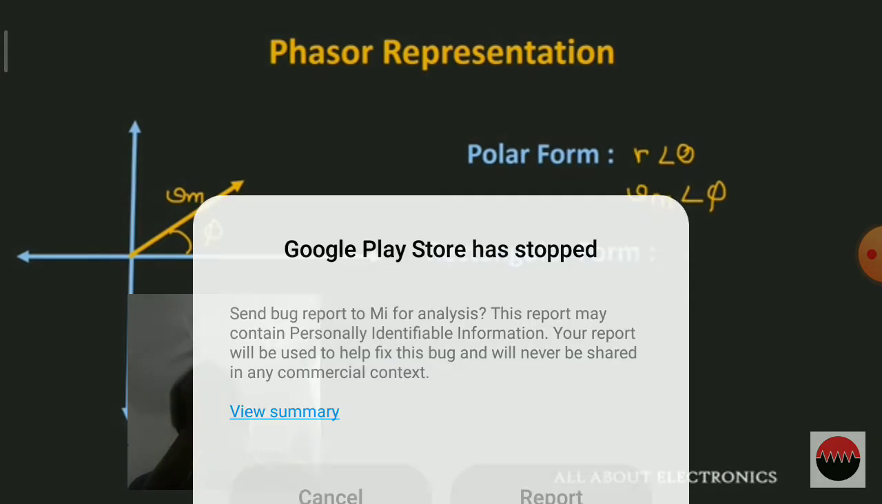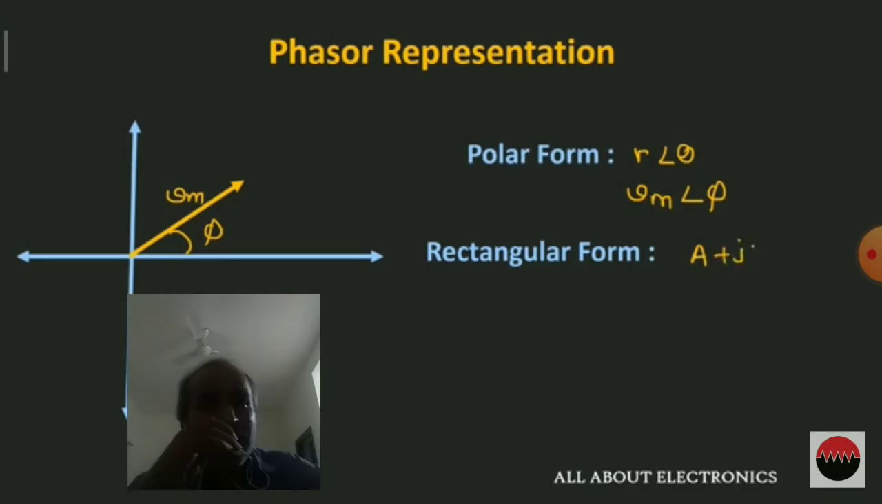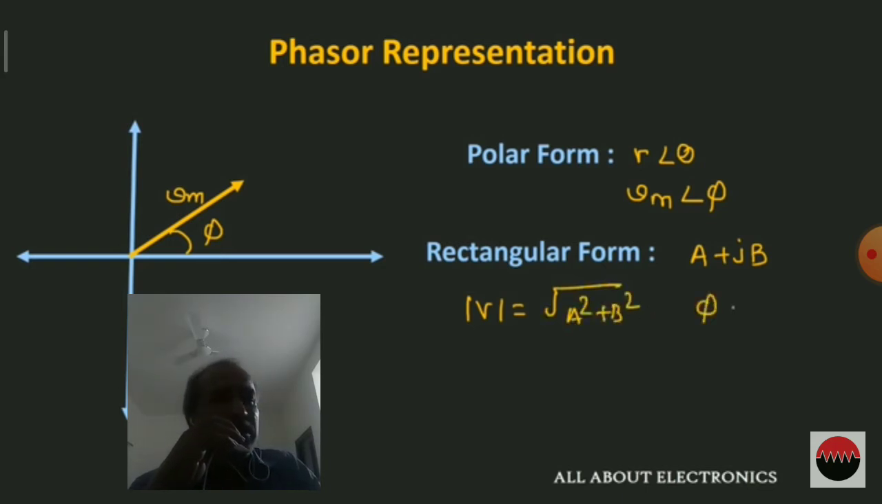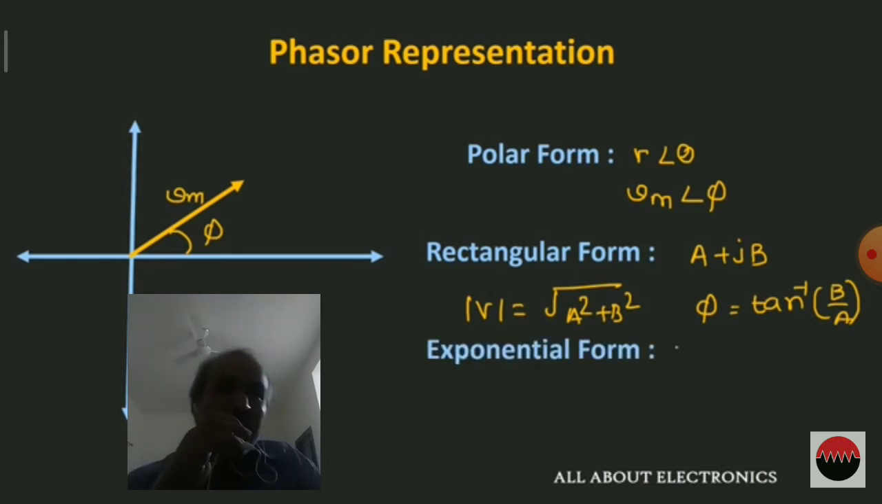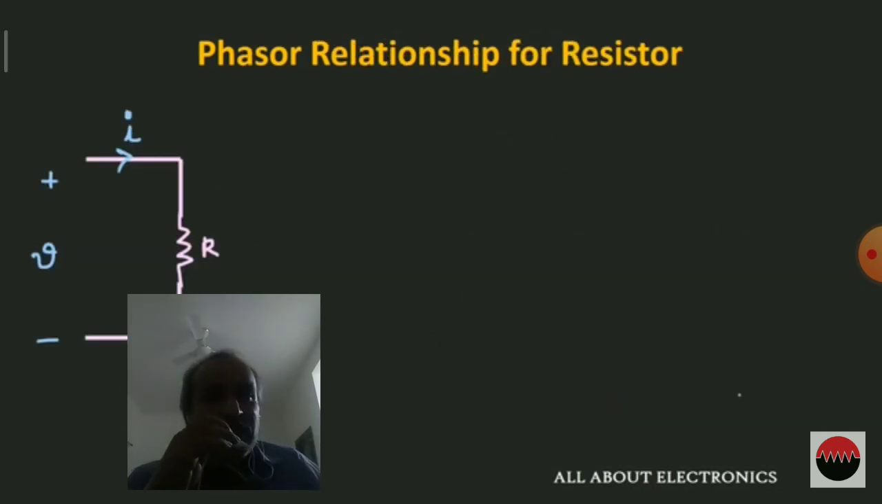In rectangular form, it is A plus jB. The magnitude is the modulus of R, equal to the square root of A squared plus B squared. The phase phi equals tan inverse of B divided by A. In this way, we represent the phase and magnitude in rectangular form. And in exponential form, it can be written as Vm times e to the power of j phi. j is a complex factor.